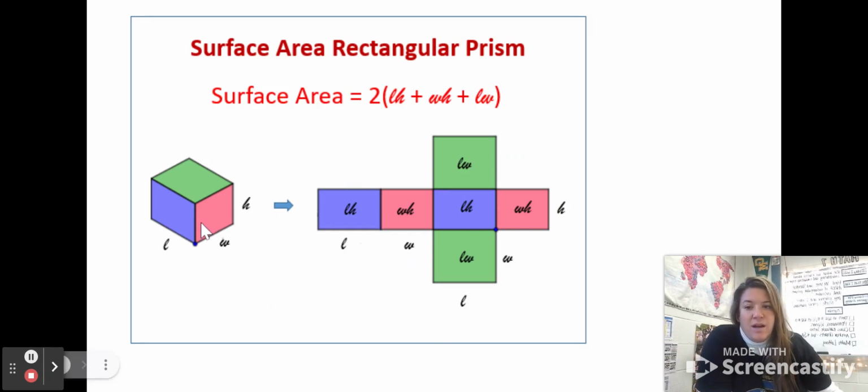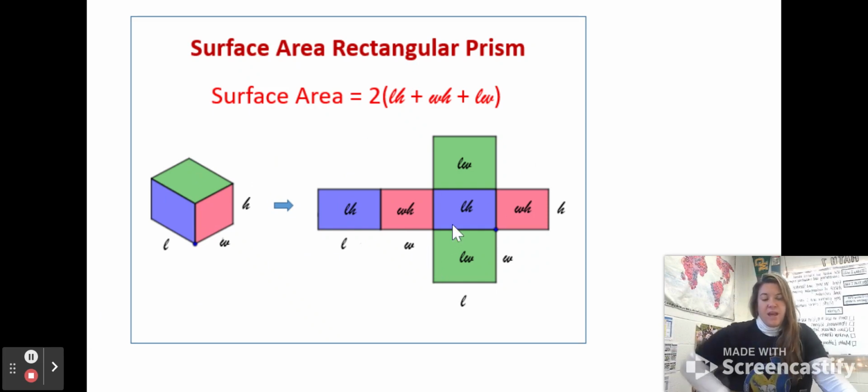So we're going to find the area of the front, the back, the top, the bottom of this rectangular prism. And then we're going to add all those up. So we're adding the surface area, which is 2D, on each side and adding them all up together.